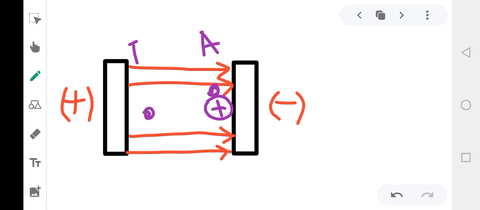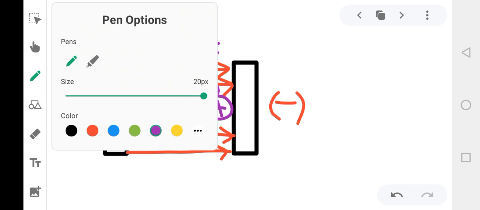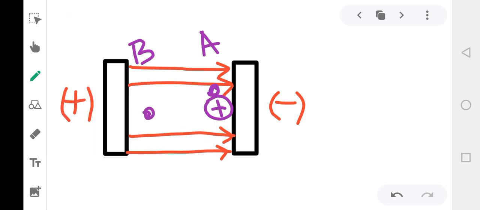If I define the potential energy of this charge at point A, it is the electric potential energy of the positive charge at point A. If I define the potential energy at point B, then the potential energy of this charge will be called the electric potential energy. Or in an easy way, we can say it like this.